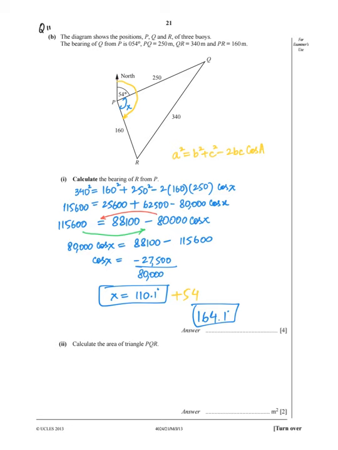In the next part, it says calculate the area of triangle PQR. The working formula to find the area is area equals 1 upon 2 ab sine C, right? So I will place the values here. So it is 1 upon 2, a is 160, b is 250, and the angle between those two lengths is 110.1, and that equals 18,782. That is your area in meters squared.